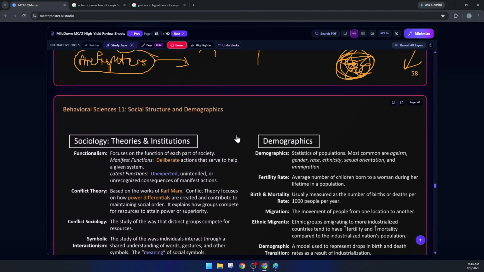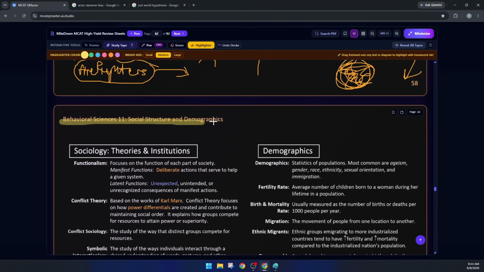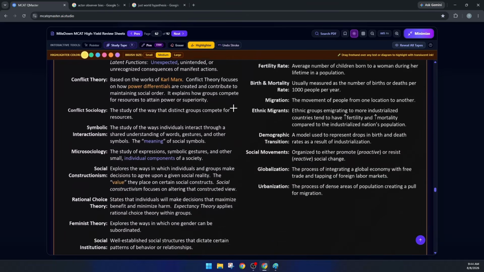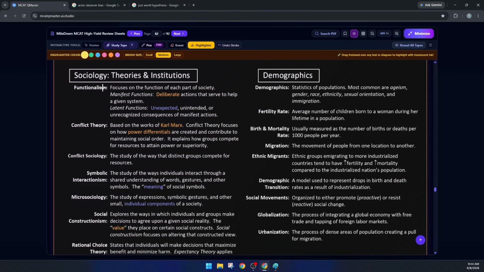Okay, unit 11. We're almost done, just two pages literally. We're on unit 11, behavioral science 11, social structure and demographics. So this should run pretty fast. Functionalism. We already talked about functionalism before, but functionalism in sociology is kind of different. We have some theories in sociology that are different. The theory in sociology about functionalism is that you can have manifest functions or latent functions, and this focuses on the function of society.